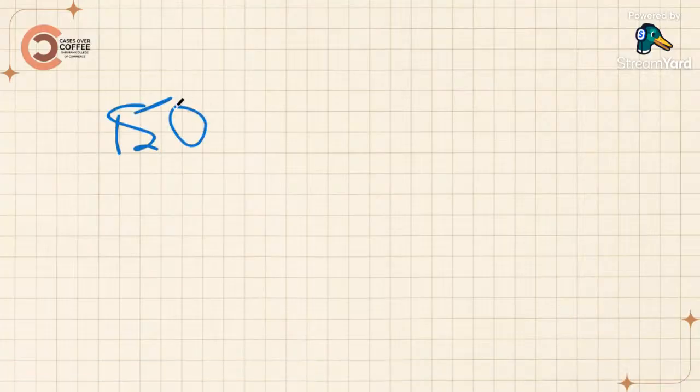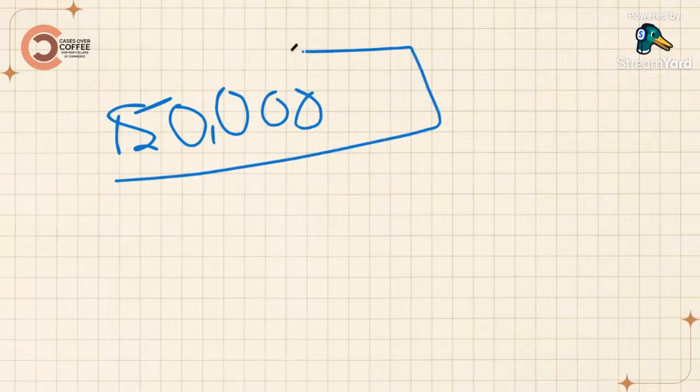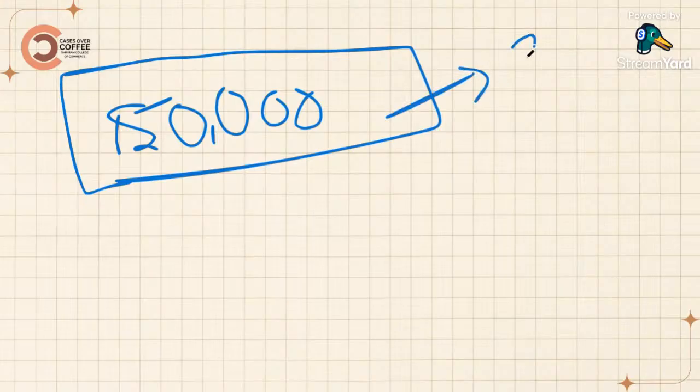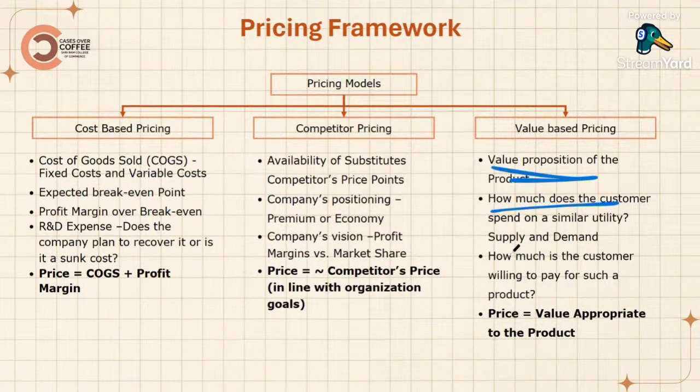But in this scenario, whosoever is booking that service may even be ready to pay 2,50,000 or 3 lakh for the same service. So in value-based pricing, we try to understand what is the consumer willingness to pay for a specific product.